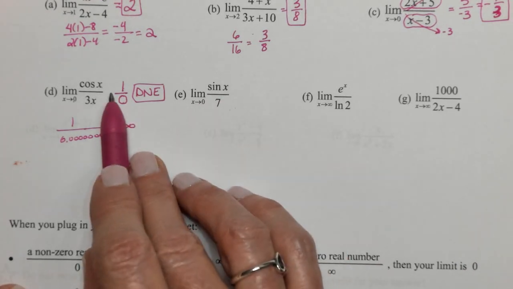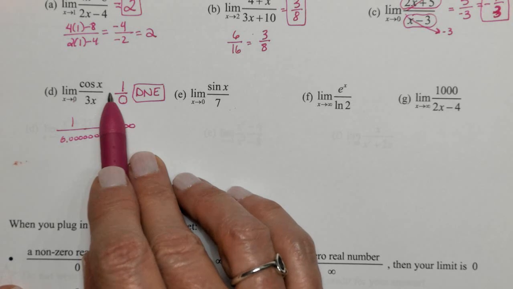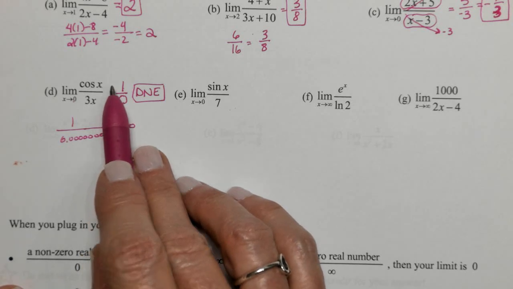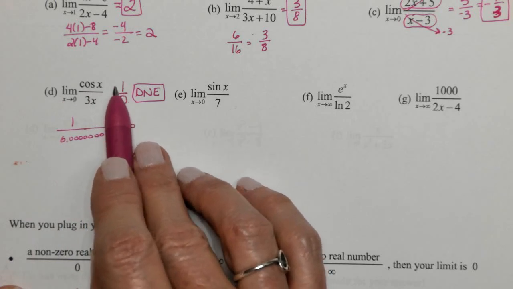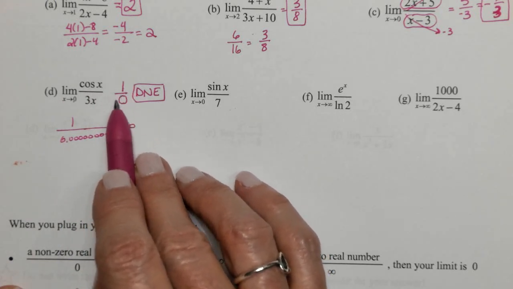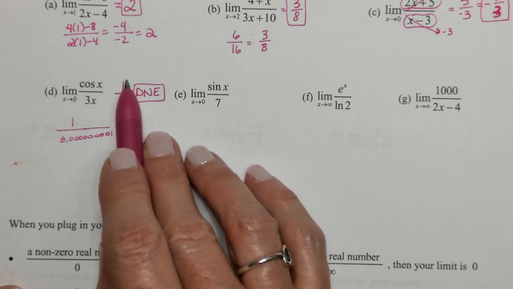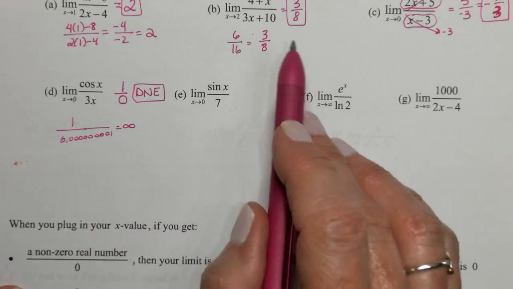Notice that I did not put an equal to sign here, and you should not put an equal to sign here. Your limit cannot equal a non-existent number, okay? A non-existent thing. So don't put an equal to sign here.